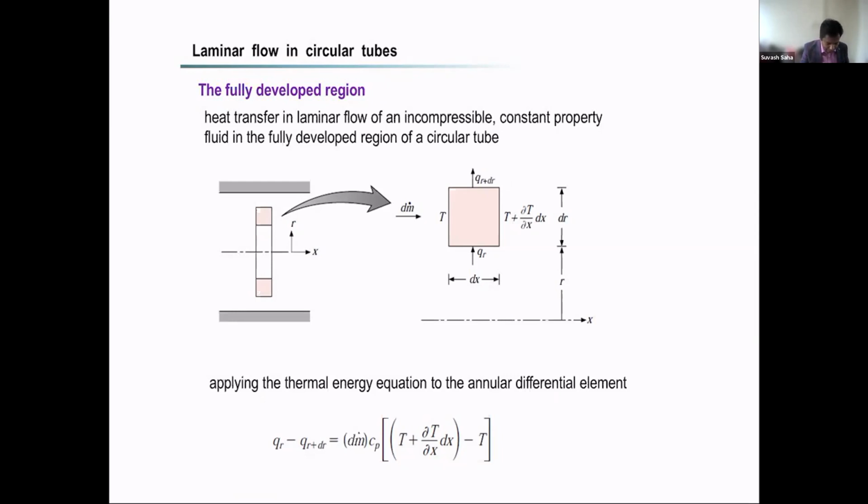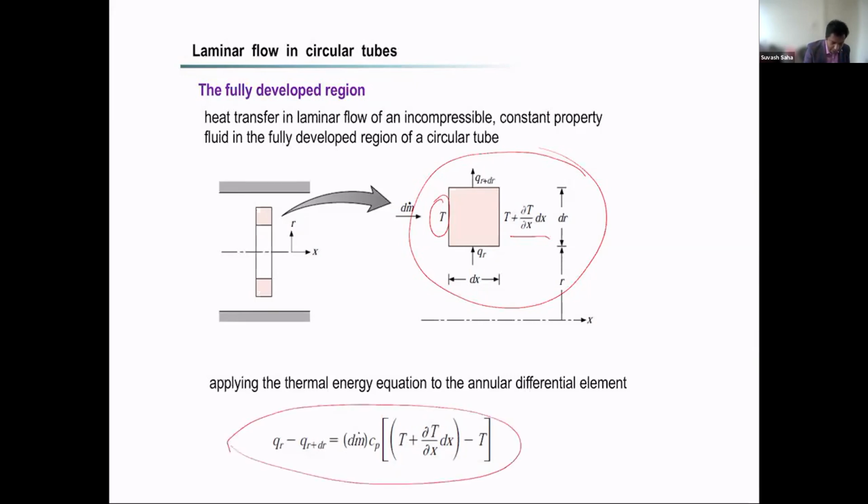Based on the differential element I already showed you, we can take the temperature. We have a T here on the right side, T plus this one using the Taylor series expansion. And then from here to there, we have a heat flux, or the heat transfer, from bottom to top. So if we consider this differential element, then from the thermal energy equation, conservation of energy, we can get this equation.